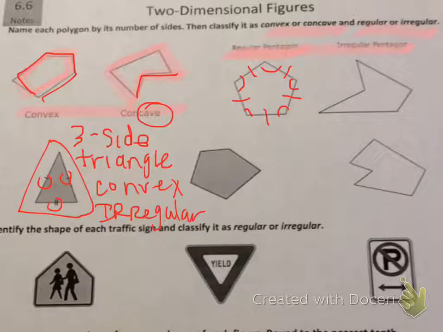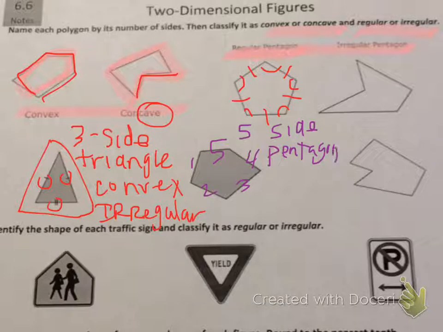All right, next problem. This time we're just going to count sides. This is a 1, 2, 3, 4, 5-sided figure. I actually know the name of a 5-sided figure, if you can remember what that is. 5 sides is a pentagon. And then we're going to decide convex or concave. Well, nothing's caving in, so we're going to go with convex on that one. And regular or irregular, you can tell the sides don't measure the same length. So this one's going to be irregular.